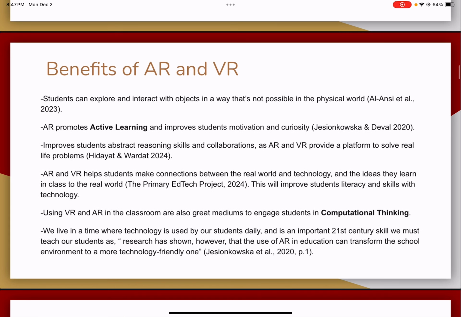Starting with the benefits of these technologies, I think the first big one is these technologies help us take students and put them in environments that we can't inside the classroom or the physical world. Research also shows that these technologies improve students' abstract reasoning skills, their collaboration, and it's a great platform to solve real-life problems. These technologies also help students make connections between the real world and technology, and I do believe that this will help improve students' literacy and skills with technology.